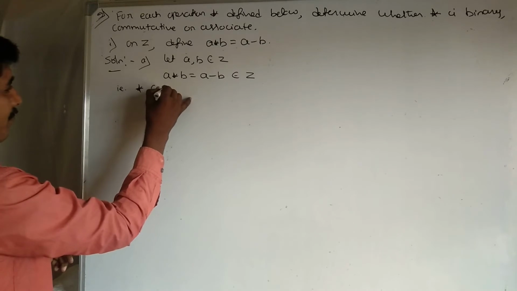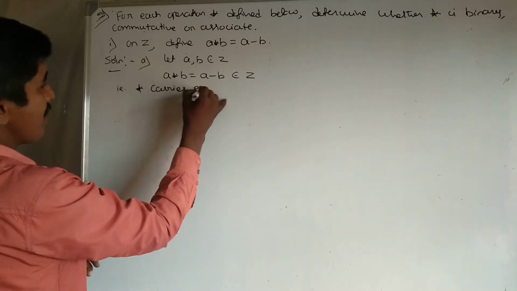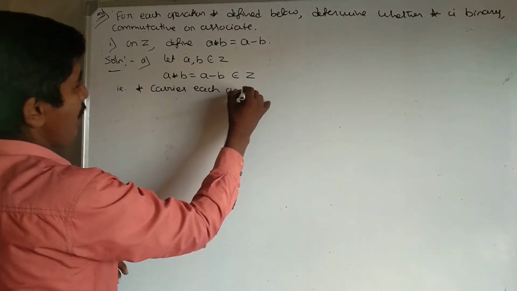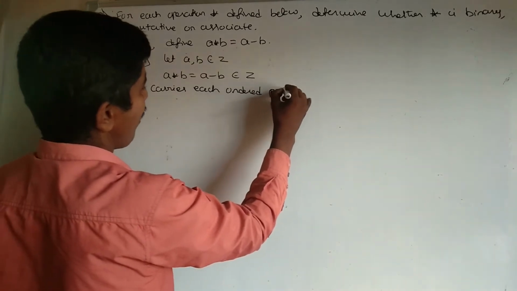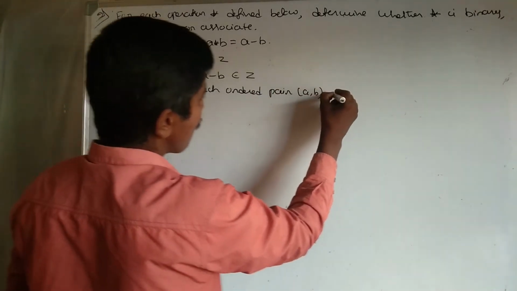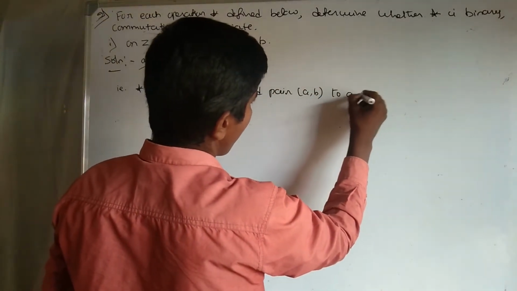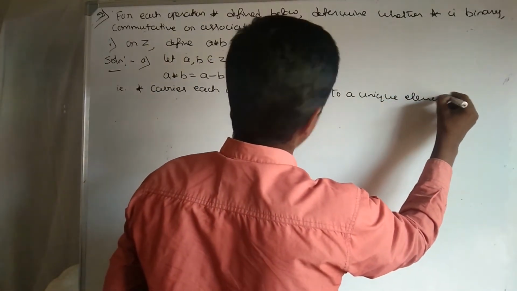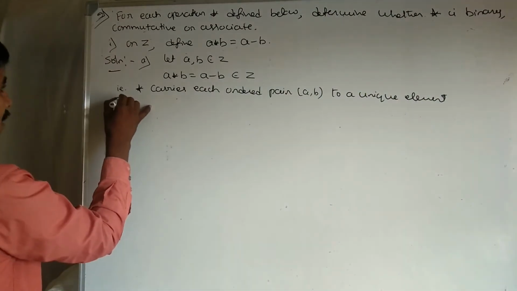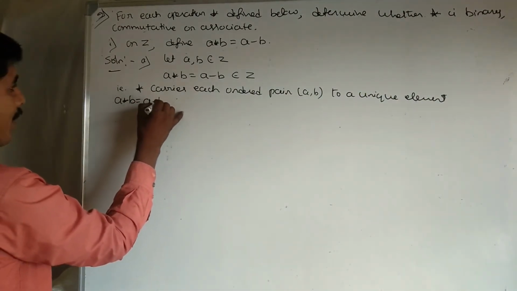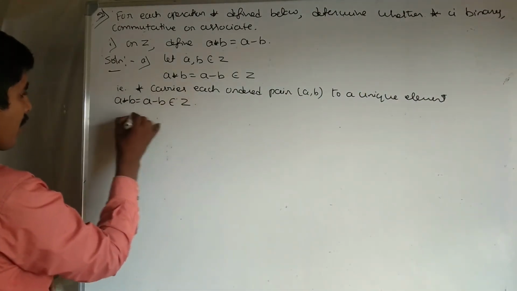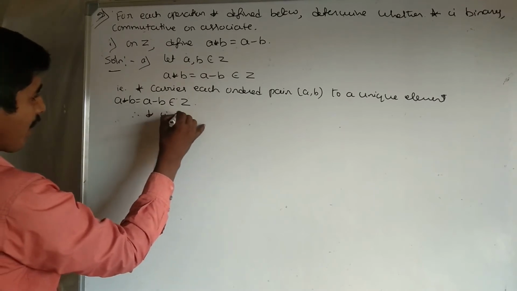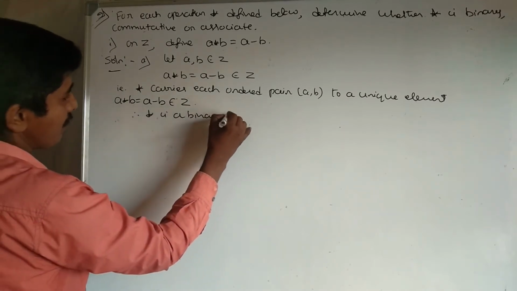That is right. Star carries each ordered pair a, b to a unique element a star b equal to a minus b belongs to Z. Therefore star is a binary operation on Z.